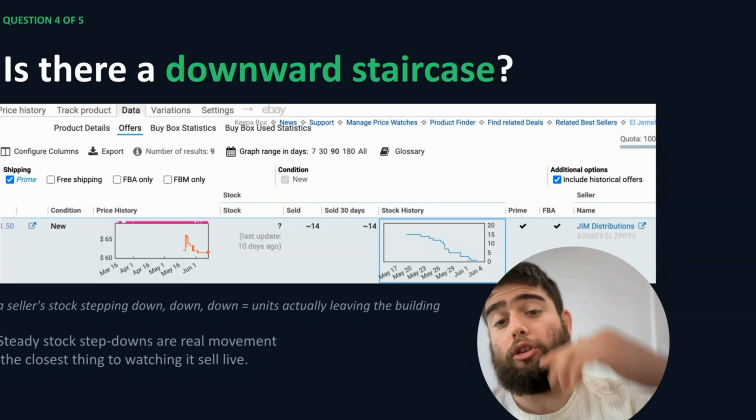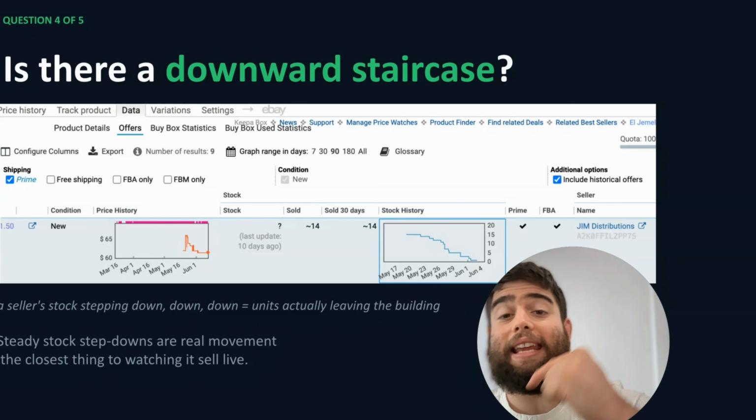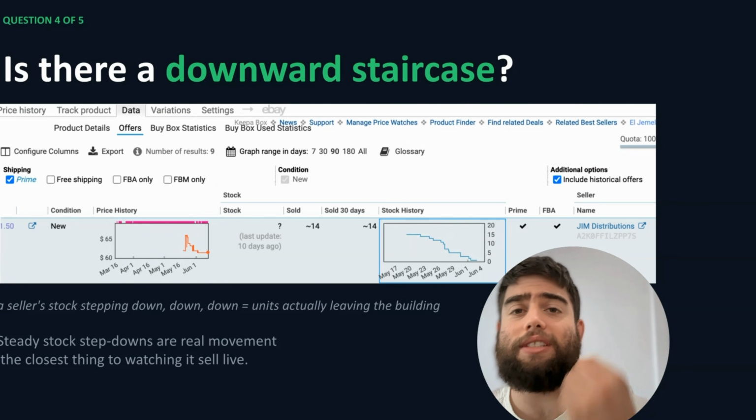And it's not only one seller. There could be multiple sellers on the listing, and they could all have their own downwards staircase.